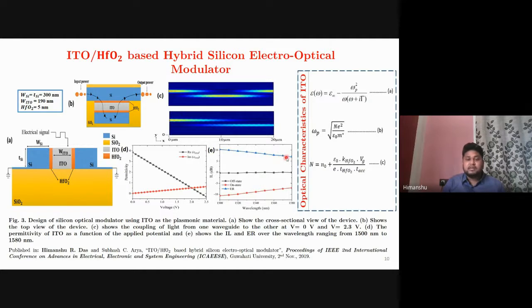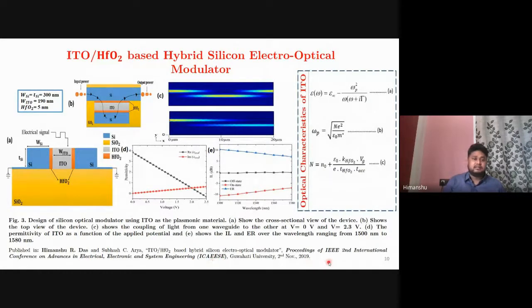The extinction ratio can be calculated from the off-state and on-state losses: ER equals insertion loss at off-state minus insertion loss at on-state. At around 1550 nanometer, which is the low loss optical window, we observed an ER of 8.25 dB for our device. And this work has been published in the Second International Conference on Advances in Electrical, Electronics and System Engineering, ICAEESE, in 2019.